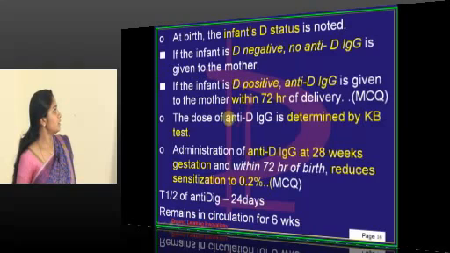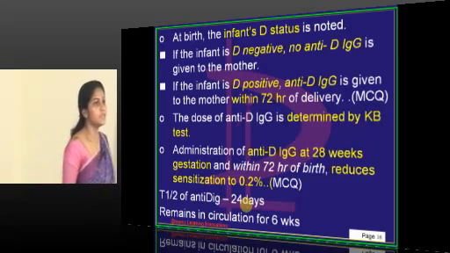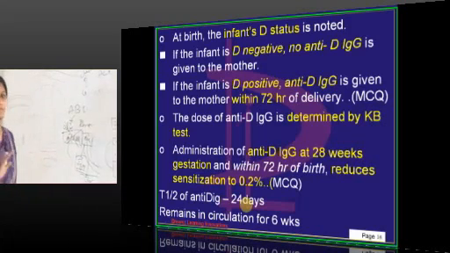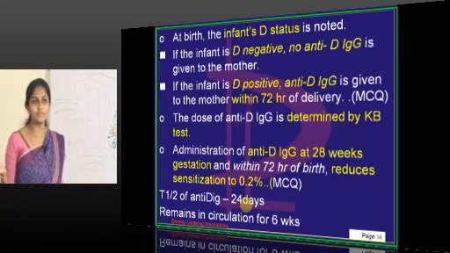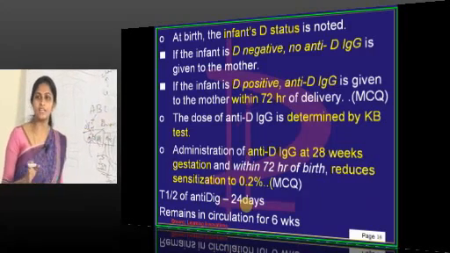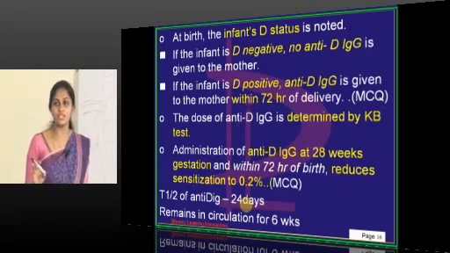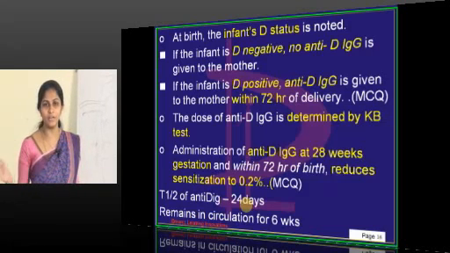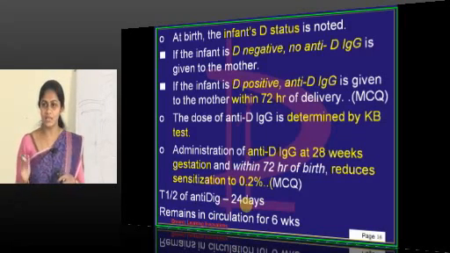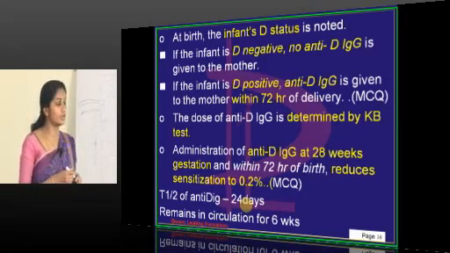The T half is normally 24 days. You remember these 3 points. First, it will work for 12 weeks. Next, the T half is different: the T half is 24 days, not 12 weeks. Next, it remains in circulation for 6 weeks. These 3 are different. So it can remain in circulation for 6 weeks, and the T half is 24 days.